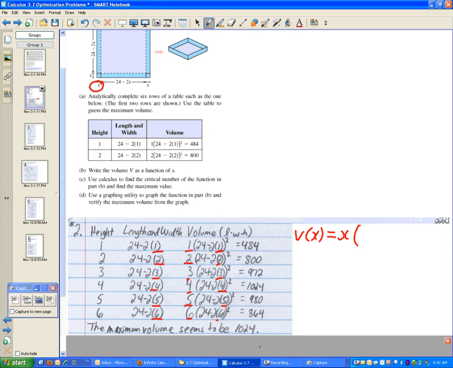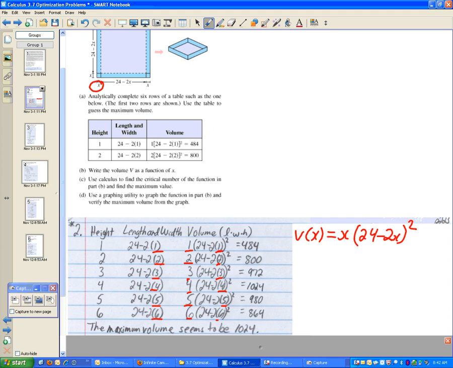x times (24 minus 2x) quantity squared. Does that seem reasonable? Okay. Now, do we have any domain issues here? It has to be positive.